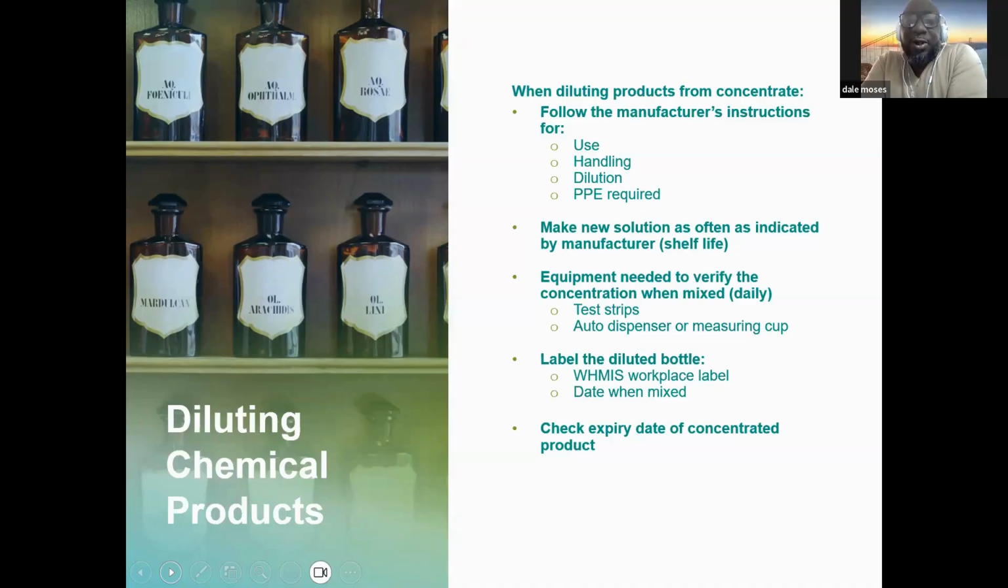Equipment needed to verify concentration. I mentioned this already: ensuring you have test strips, auto dispensers or measuring cups as well. And labeling the diluted bottle, ensuring that under WHMIS, workplace labels are on the bottle. The date when it was mixed should be on that bottle as well. And then also checking the expiry date of concentrated products too is a big one.